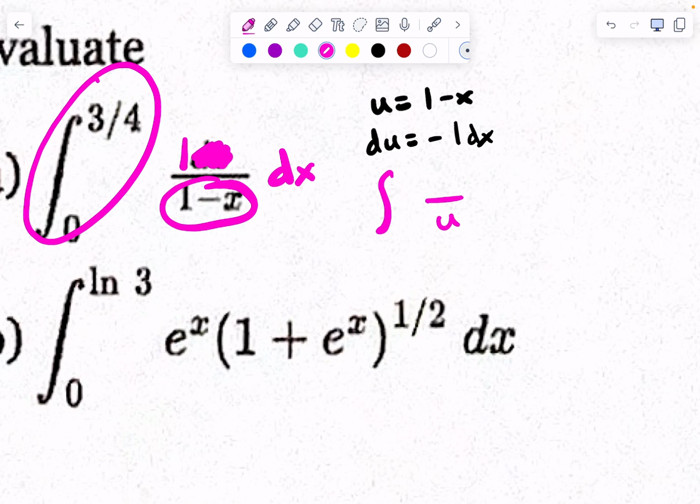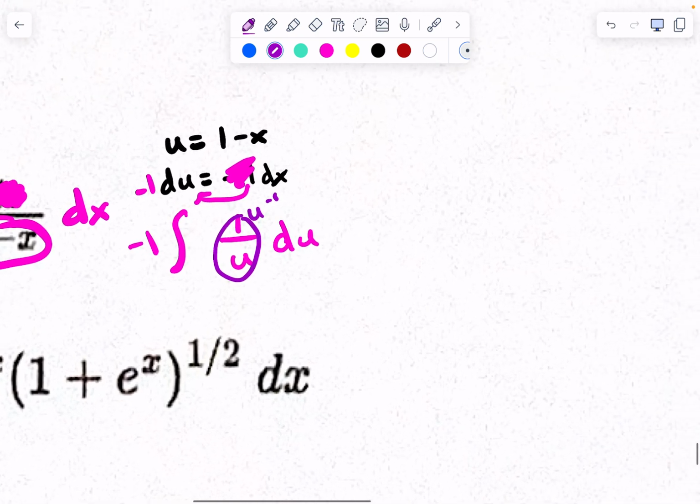So 1 over u, and du is getting replaced with negative 1 dx, right? So basically I have to divide by negative 1, so dx becomes negative 1 du. So I'm going to do du here and negative 1 there. Now we've replaced everything. Now what? I have to find the antiderivative. This is u to the minus 1. So I'm going to find that antiderivative.